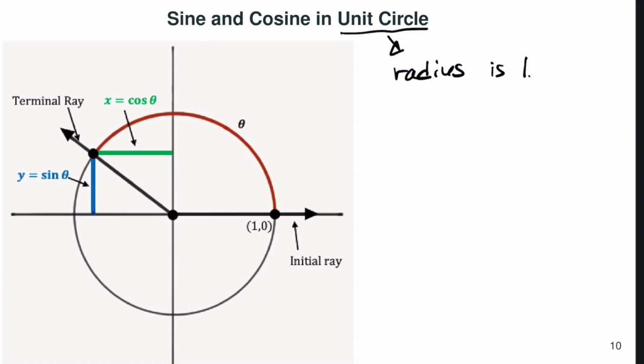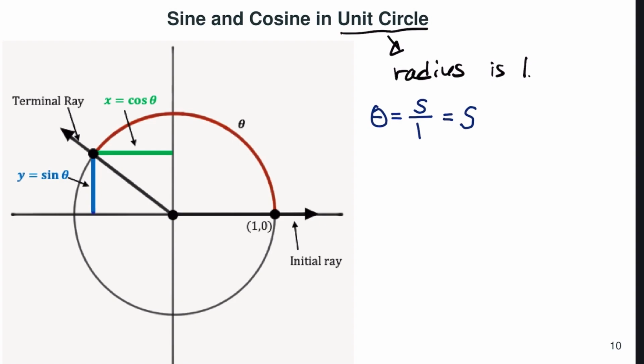So why is that significant? Because the angle theta is the arc length divided by radius 1. So the angle is just treated as arc length in the unit circle. That makes it a little simpler to evaluate sine and cosine values.